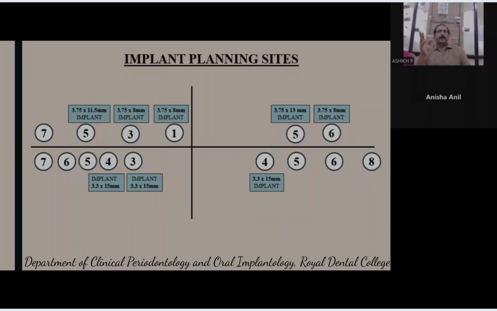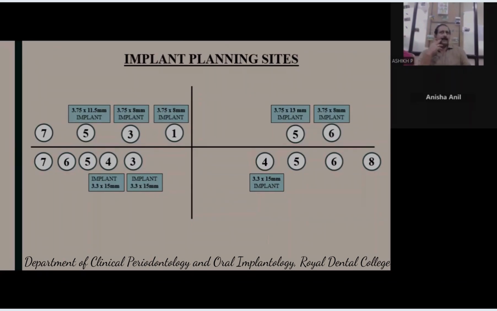Between 2-6 and 2-7, you have already placed one more. Then even in the 1-1 region is also done. So that means in the upper quadrant you have placed 3 already. Then in the second quadrant you have placed 2. So you are willing for a complete upper rehabilitation, right? With how many implants?